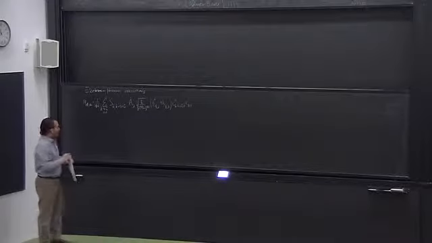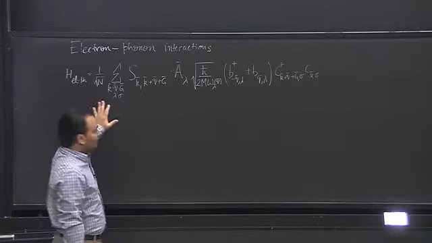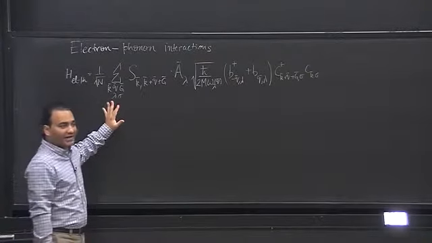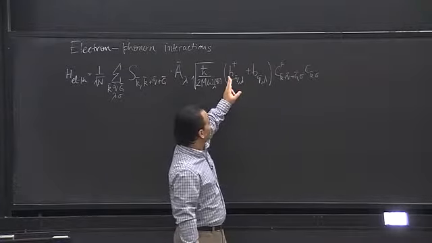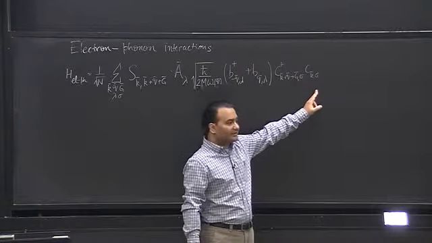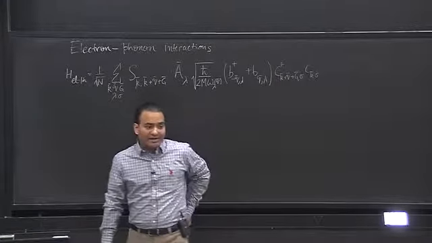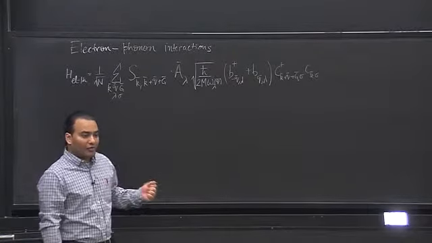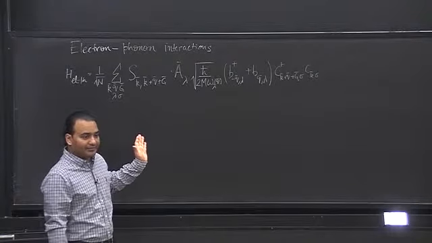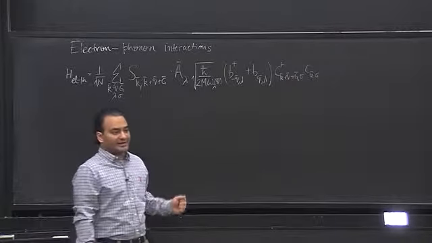So what we did yesterday was derive this expression. This denotes electron-phonon interactions. It has two terms, one with b dagger c dagger c and one with b c dagger c. You can think of it as an electron absorbing a phonon and getting scattered, or an electron emitting a phonon and getting scattered.